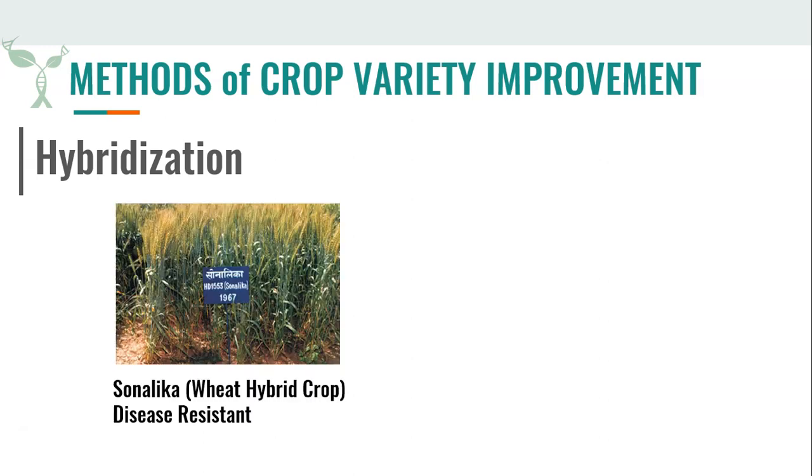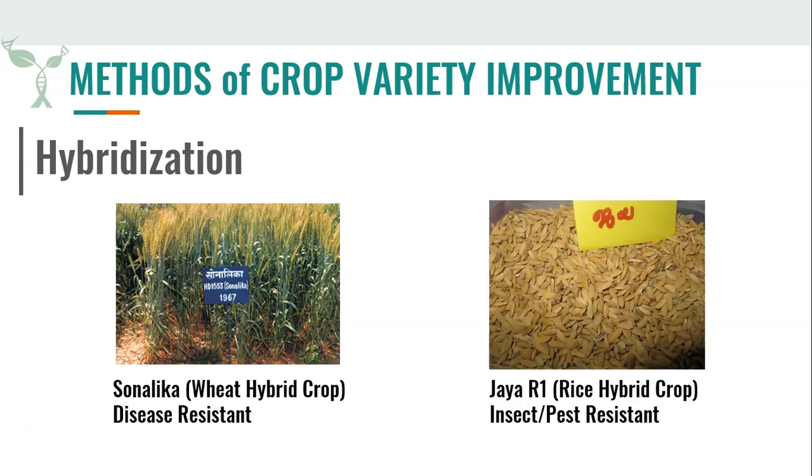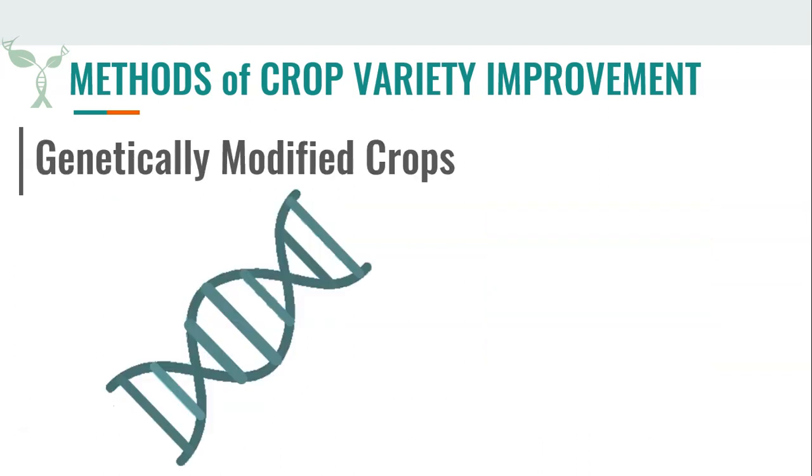Examples of hybrid crops in India are Sonalika, which is a wheat hybrid crop, and it's disease resistant. It was launched in 1967 for the Green Revolution. Next is JR1, which is a rice hybrid crop, which is insect and pest resistant.